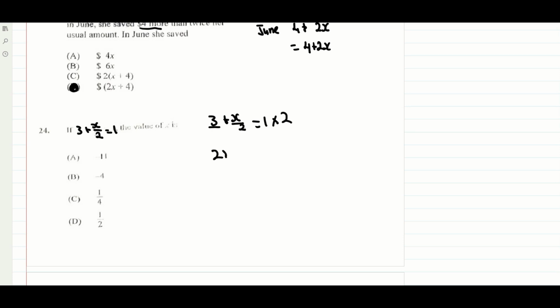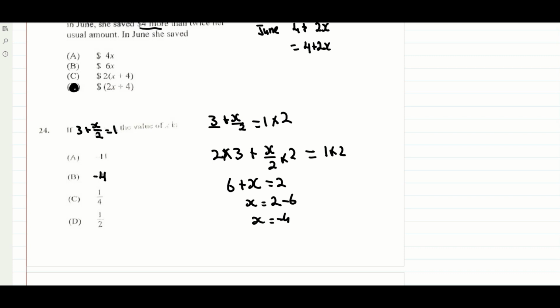So it'll be 2 multiplied by 3 plus x over 2, multiplied by 2, is equal to 1 multiplied by 2. That's 6 plus x is equal to 2. So x would be equal to 2 minus 6. So x is equal to minus 4. The option B is negative 4. So B would be your answer for this question here.